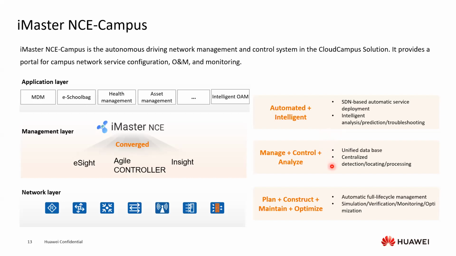On iMaster, following on this, we have manage, control, and analyze. We can do that on the unified database. It has centralized detection, location, and processing maps available. How do we do that? I'll go through WLAN Planner if we have time today. I think it's already 2 o'clock.